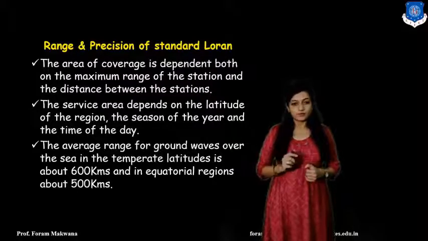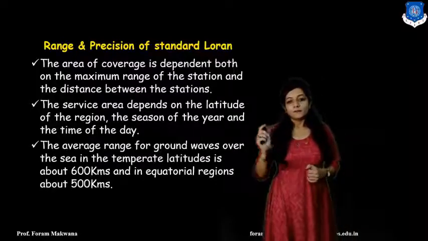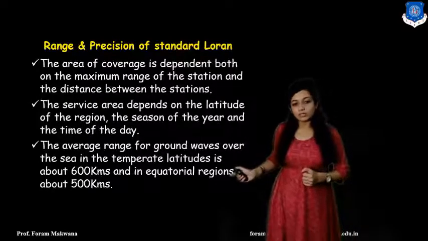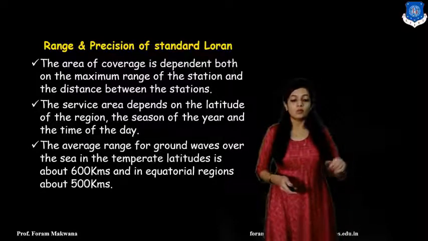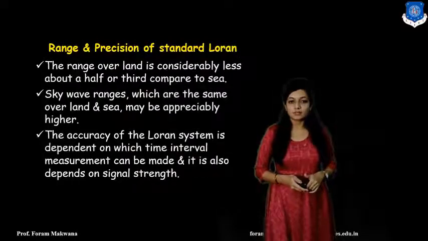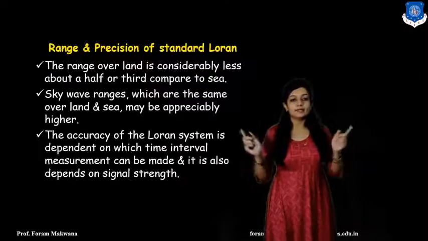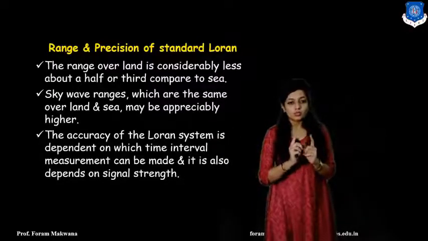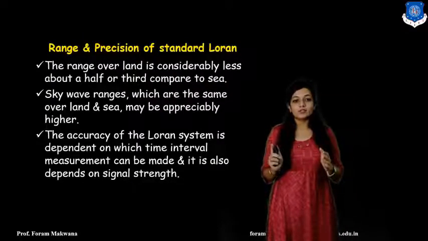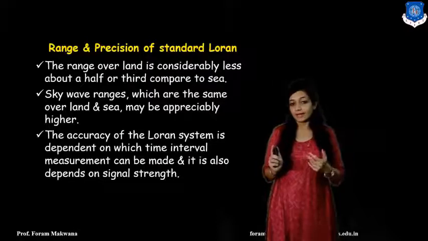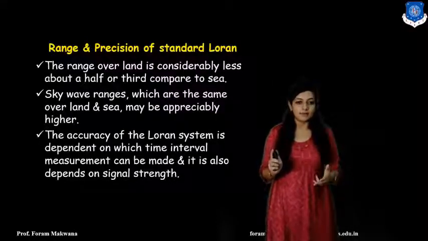For the ground wave, the average range over the sea in latitude is around 600 kilometers, and in the equatorial region about 500 kilometers. Okay. So the range over land is less, about half or a third compared to sea. The sky wave range is the same over land and sea. It is appreciably higher.